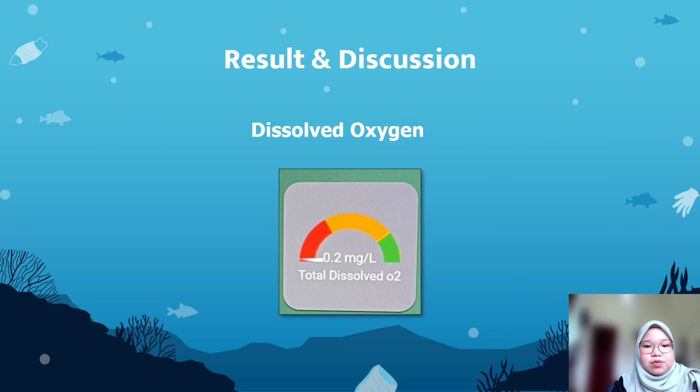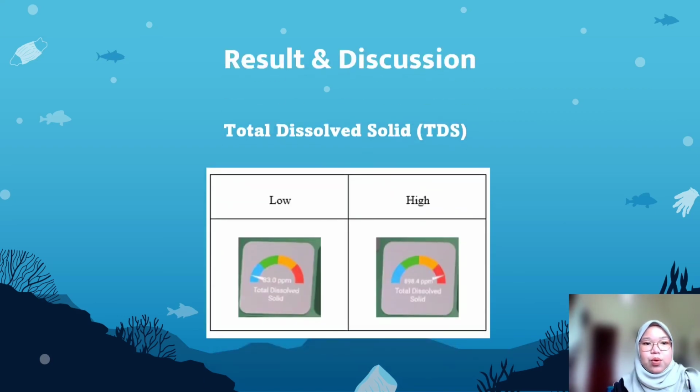Other than that, we also observe the dissolved oxygen. This figure shows a reading of 0.2 mg per liter recorded by the dissolved oxygen DO sensor. This is because when the pretest was carried out, the liquid being tested was not channeled to any sources of oxygen. While this table shows the value of total dissolved solids TDS in units of parts per million ppm, the higher the value recorded, the lower the quality of the water.